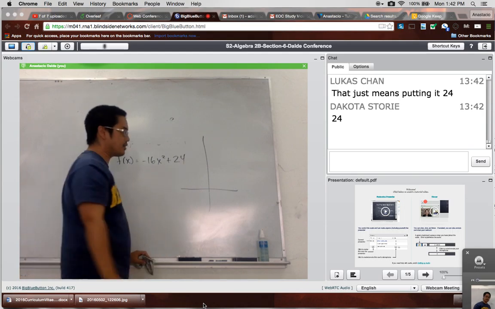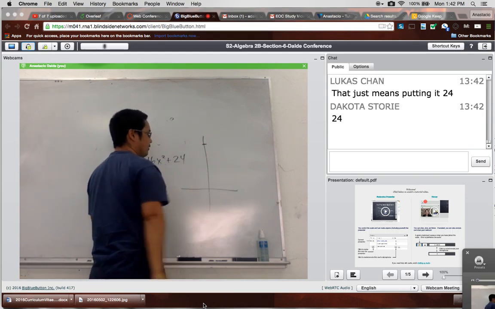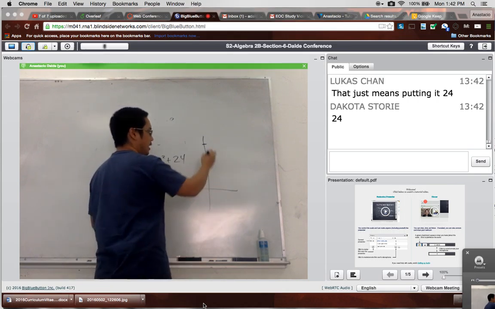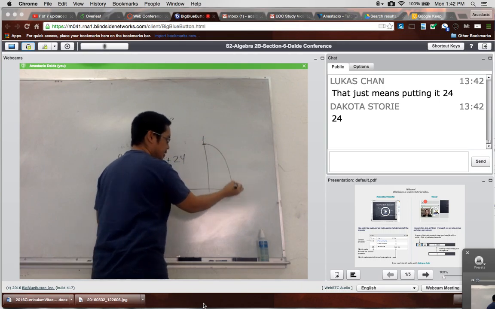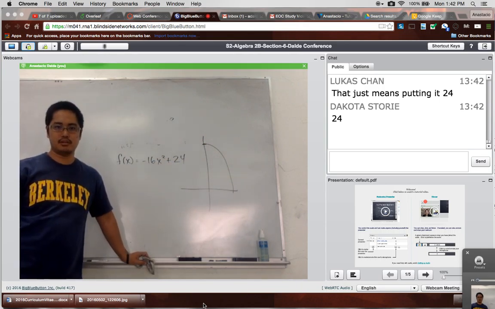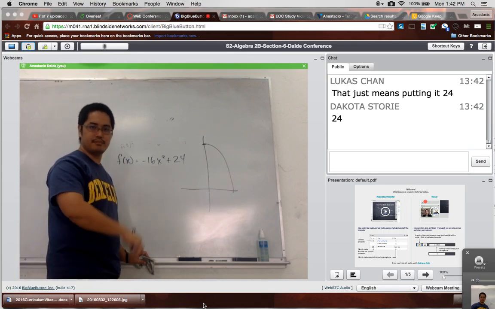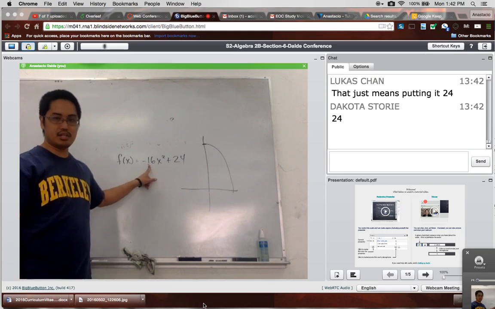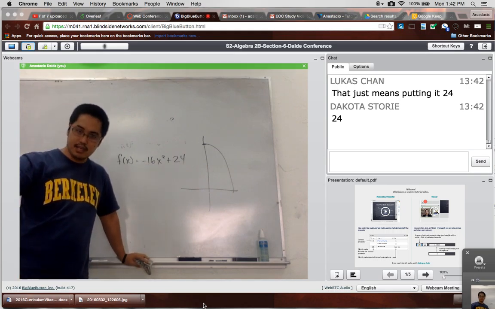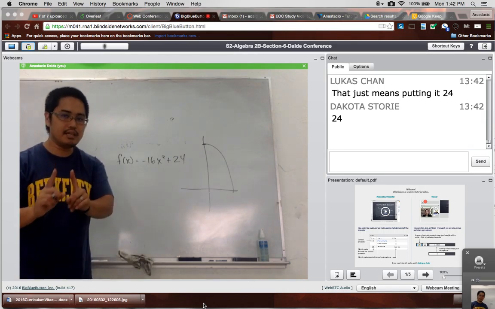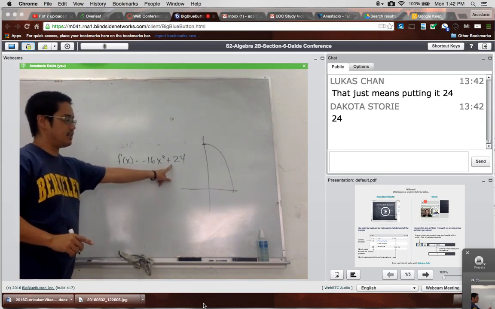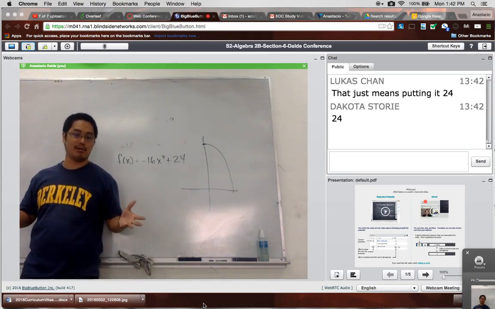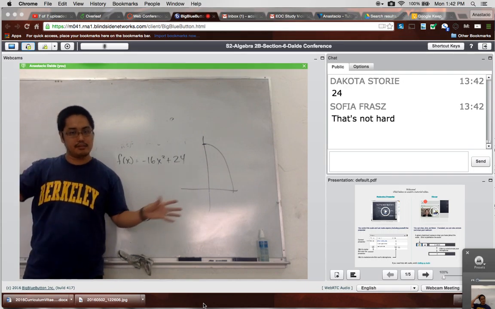This is me standing on a 24-foot ladder, or 24-foot tall wall, and kicking a pebble out that way. Whoop. And it pulls down with an acceleration of negative 16, because as we said before, that's gravity. So you'll probably see something like this. And don't freak out because it's the same thing as a parabola. Got it? And that's it.